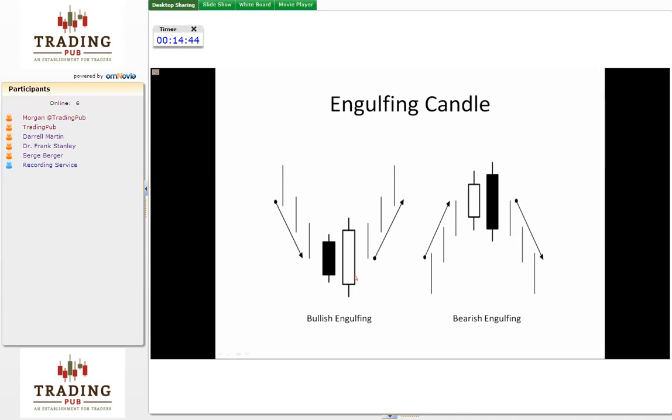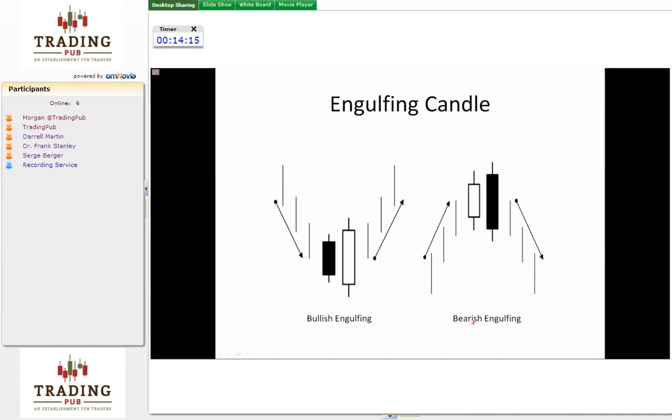Now next example is engulfing candles. Let me get back to the presentation. An engulfing candle can happen both at the bottom or at the top of a swing, and as long as there's follow-through buying or selling, it should define the top or the bottom of a new swing.